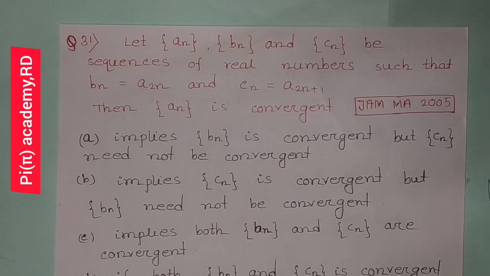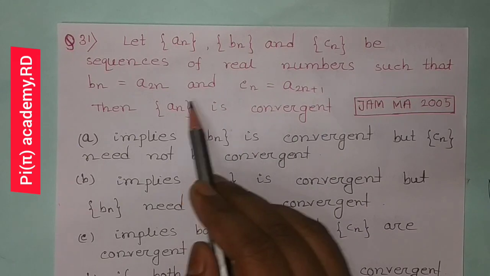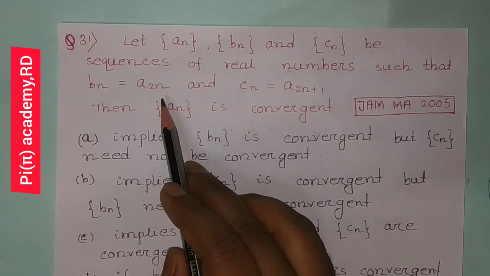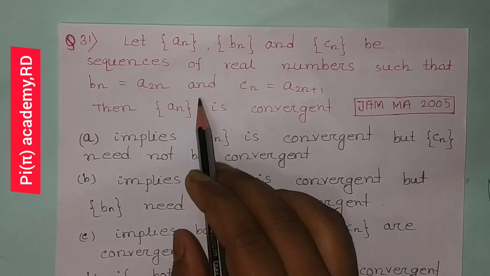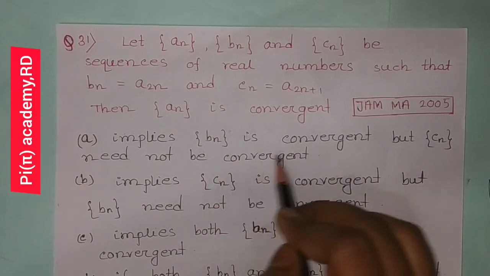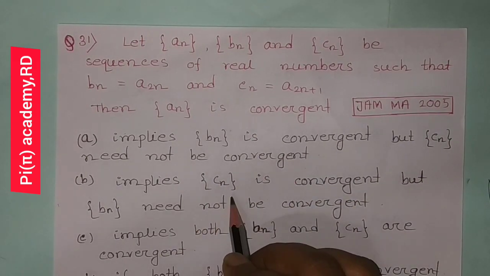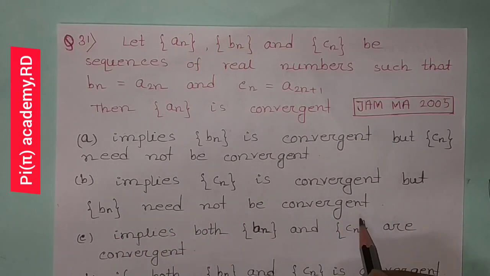Now question number 31. Let sequences a_n, b_n and c_n be sequences of real numbers such that b_n equals a_{2n} and c_n equals a_{2n+1}. If the sequence a_n is convergent, then: this implies sequence b_n is convergent but c_n need not be convergent; implies c_n is convergent but sequence b_n need not be convergent; implies both b_n and c_n are convergent; and so on.